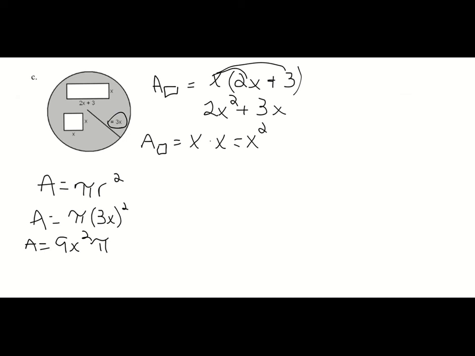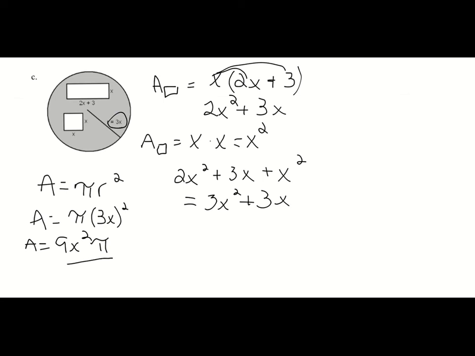So really, what I'm going to do first is add the cutouts together so that I can find the total area of the shapes that were taken out of the circle. So if I take 2x squared plus 3x plus x squared, I can only combine like terms, so that's going to give me 3x squared plus 3x. And now, because we have that pi in there, this problem is a little bit more involved to do.